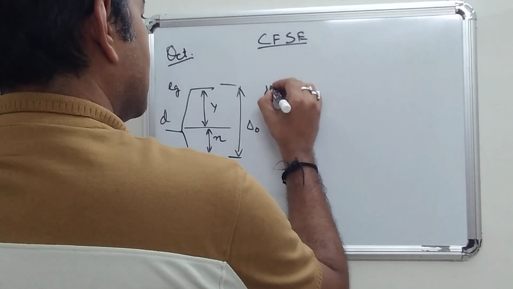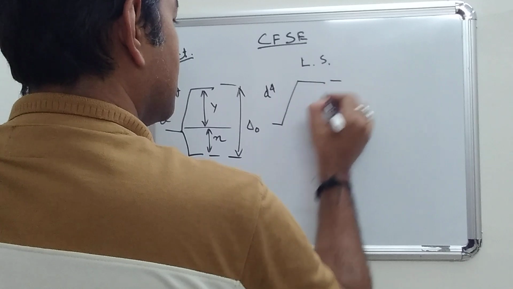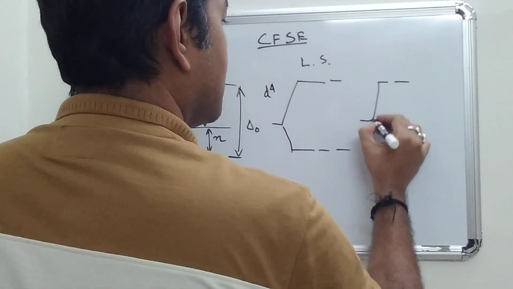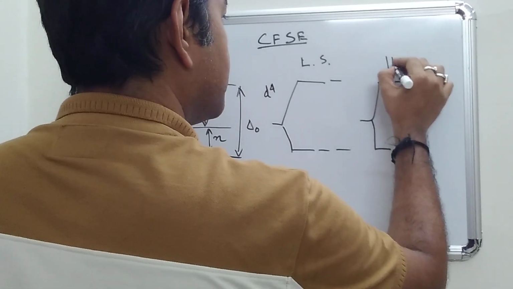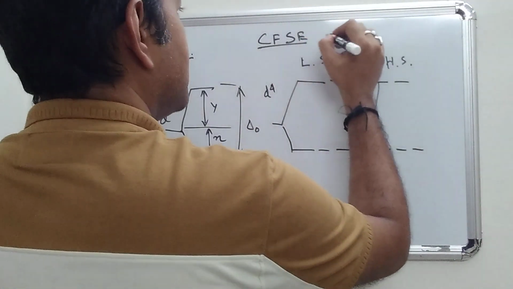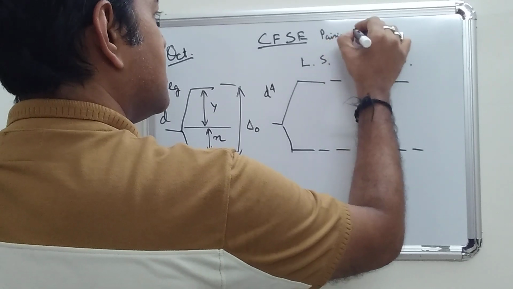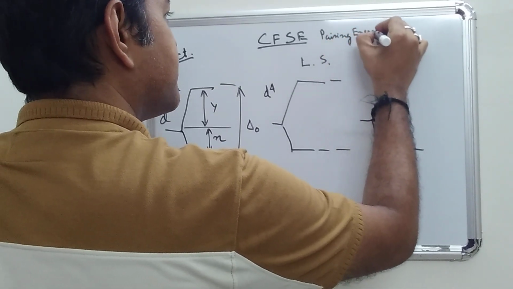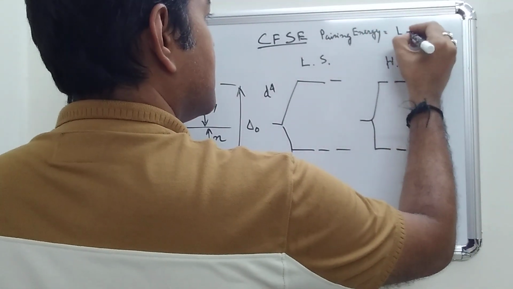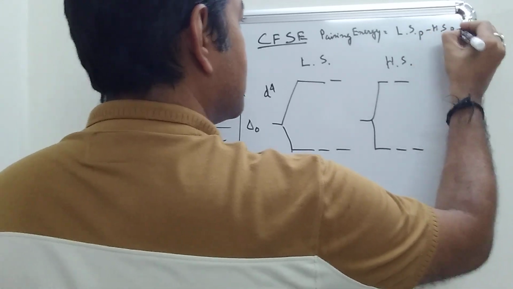Now consider the d4 system, low spin and high spin. Before we calculate the CFSE, one thing to remember: the pairing energy is nothing but the difference between the low spin pairing energy minus the high spin pairing energy.